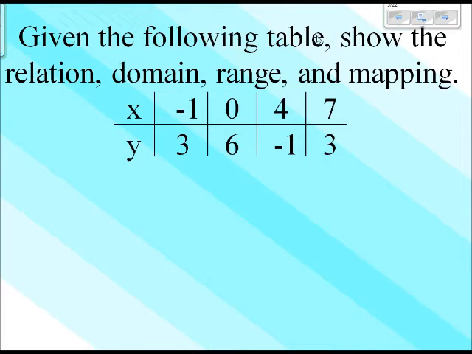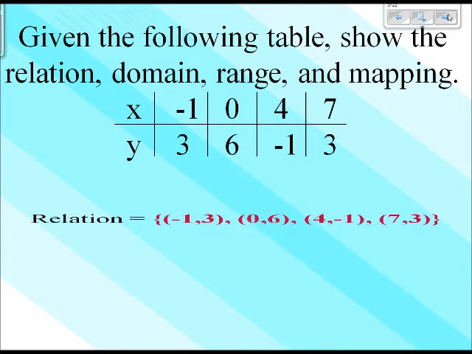So if we look at the following table, and you guys should go ahead and take a look at how to do this, you are going to give me the set of ordered pairs. When it says show the relation, I want the set of ordered pairs. I want you to give me the domain, the range, and a mapping. So pause the video and go ahead and solve that.